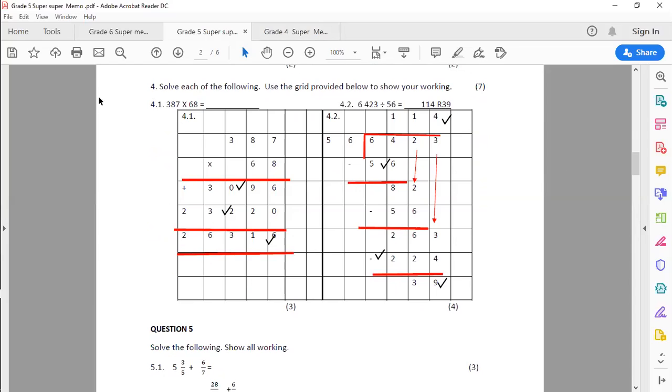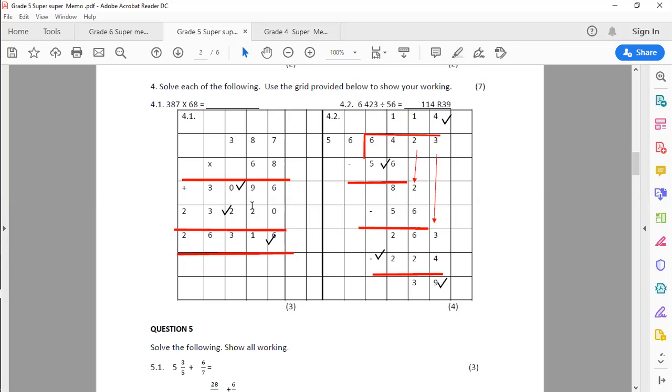This was supposed to actually be written question 4, but it's fine. I have 387 multiplied by 68. Is there anyone here who can explain to us what is really happening here? As I say, I give more for the process than the answer. So the process gives you more marks than the answer.